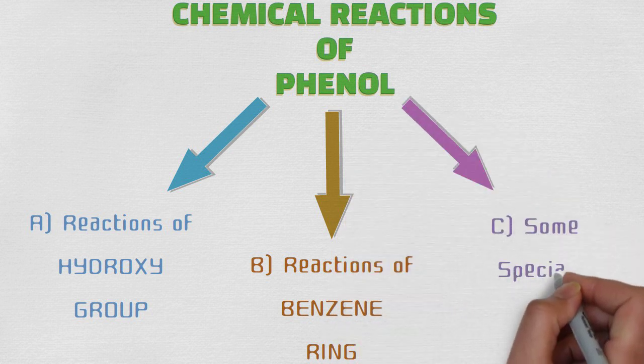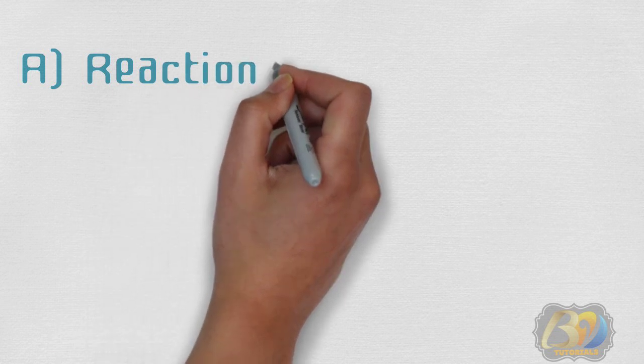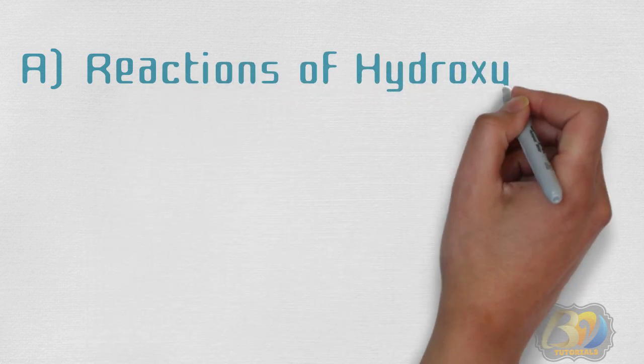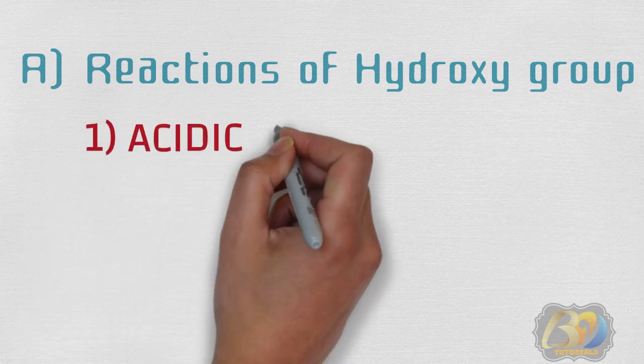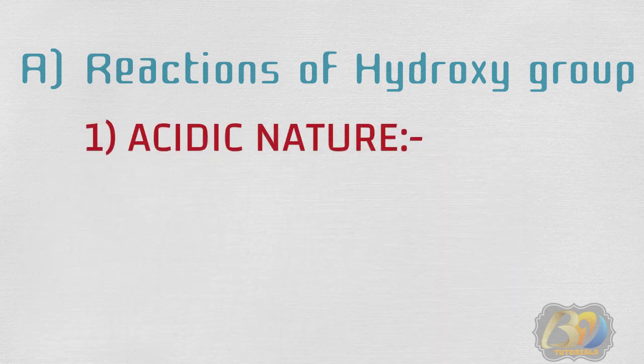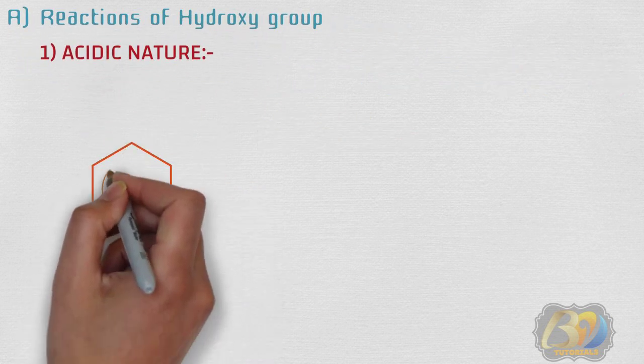Now we will discuss the first type of chemical reaction, that is reactions of the hydroxy group. The first reaction is the reaction which indicates the acidic nature of phenol. We know what is meant by acid. According to the Arrhenius theory, an acid is any substance which can donate H plus ion. So, according to the Arrhenius theory, phenol is acidic in nature because it shows the following two important chemical reactions.